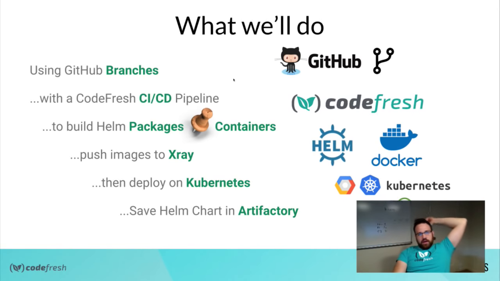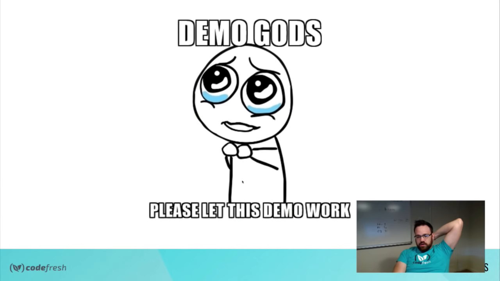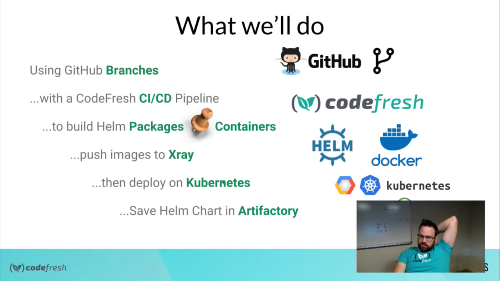And here's what we're going to do. We're going to use GitHub branching, and we're going to use Codefresh for our CI/CD pipeline, and we're going to use that to build Helm packages and containers. We're going to push those images into Artifactory, which Xray can then scan and look for security vulnerabilities and things like that. And then we're going to deploy them into a Kubernetes cluster. And after that, we'll actually save this Helm chart into Artifactory so other people can consume it.